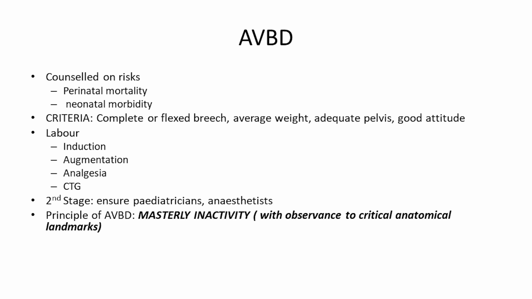For assisted vaginal breech delivery, once a woman has opted for it, she should be counseled on the risks associated with assisted vaginal breech delivery. This includes the perinatal mortality and the neonatal morbidity. For a woman to undergo assisted vaginal breech delivery, there are some criteria that must be met, and this includes that the breech must be a complete or flexed breech. The fetal weight must be average size weight. The pelvis must be adequate, and then the fetus must be in a good attitude. It must be a well-flexed head.